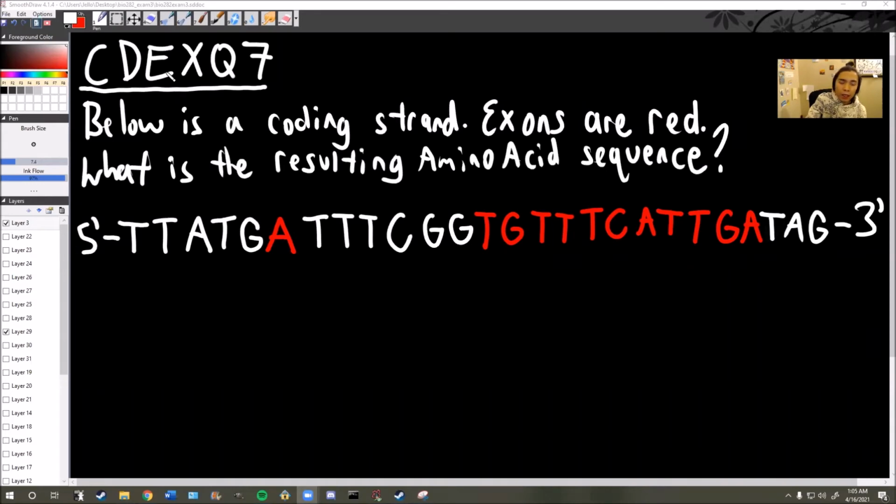Central dogma, example question 7. Below is a coding strand. Exons are red. What is the resulting amino acid sequence? This is a very similar problem to the one that we had before, in that we are given the coding strand and we want to find the resulting amino acid sequence. However, there's an additional step involved, and that is splicing, evident by the key term exons.